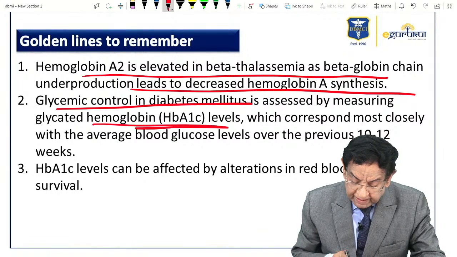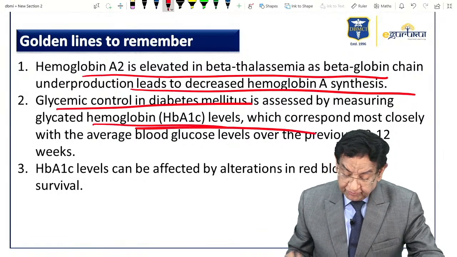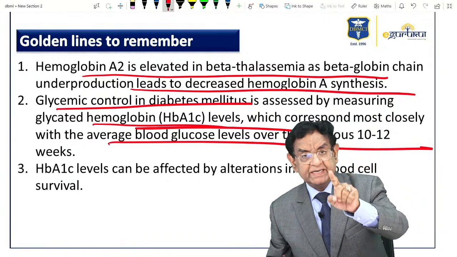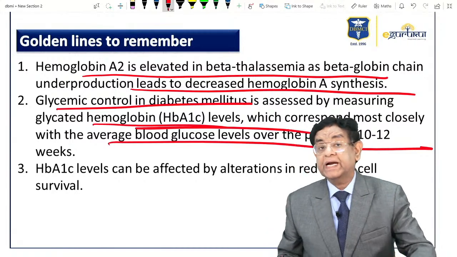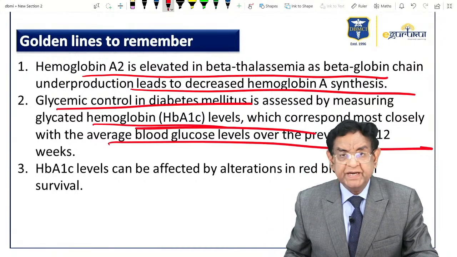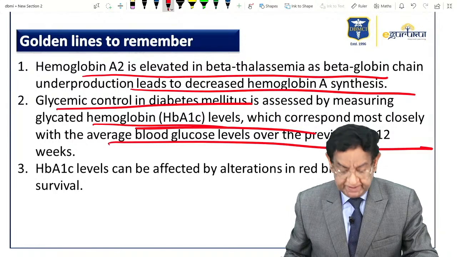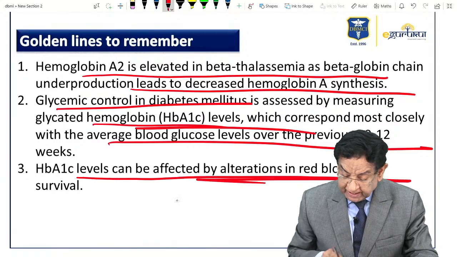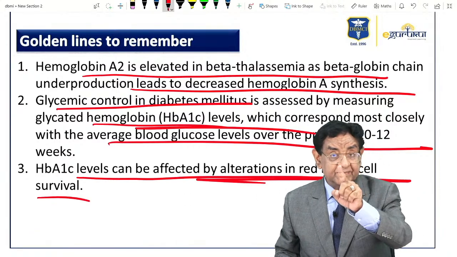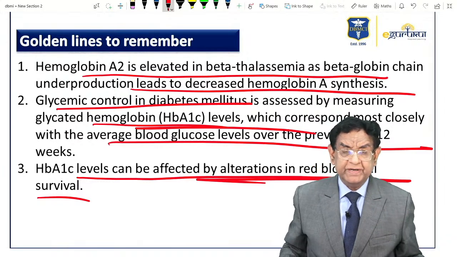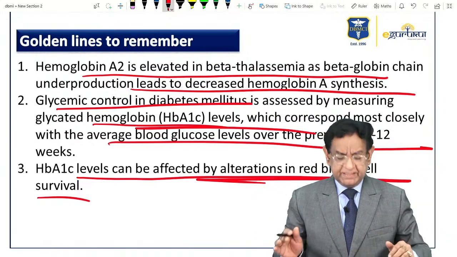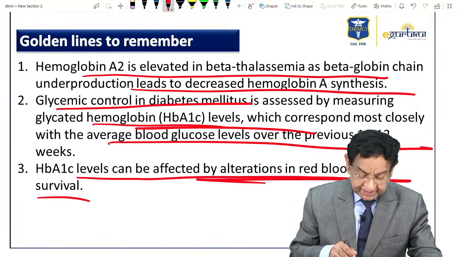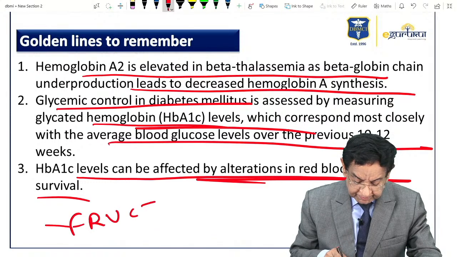Glycemic control we look at by HbA1c. We tell you the value of 10 to 12 weeks, but that takes HbA into consideration. HbA2 is not related to diabetic control. So HbA1c level can be affected by alteration in RBC survival. Survival means, like in any hemolytic anemia, HbA1c level will be unreliable. So in such cases, we go for checking fructosamine.